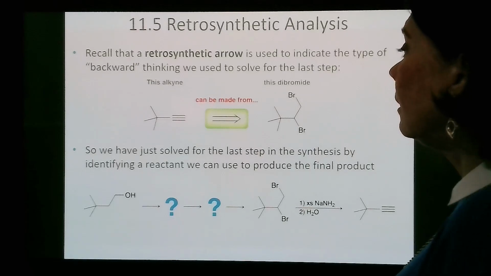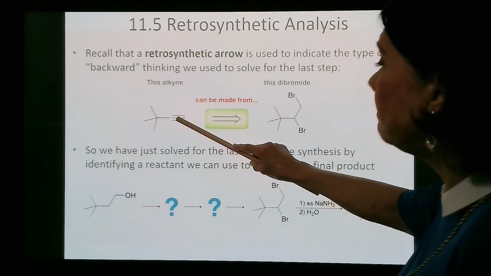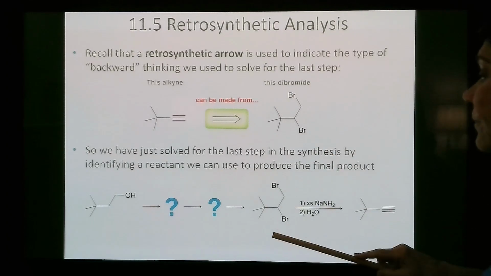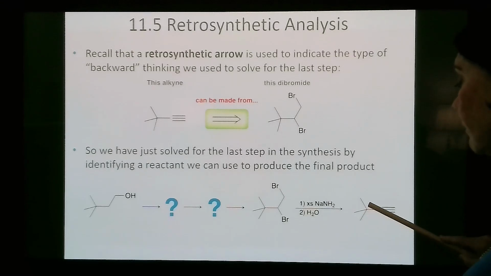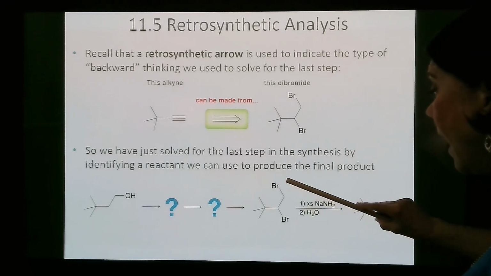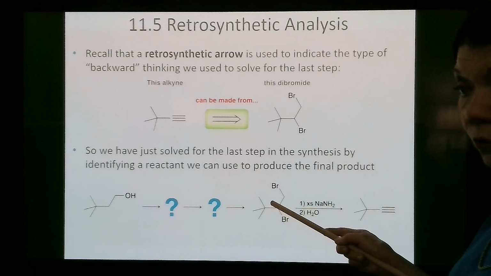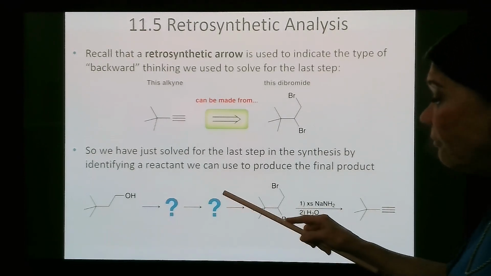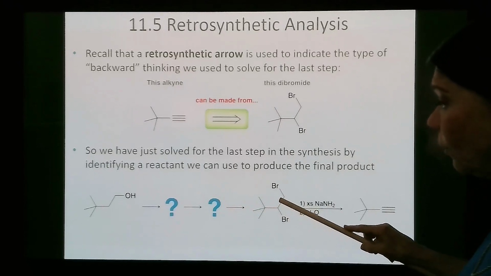So your product, your target molecule, can be made from this dibromide. This is the one that you know how to make. And so here you have your next to last molecule, and you know how to do that. So you put the reagents in, and now this becomes the target molecule that you need to make. And so you have to figure out what ways do you have of making this target molecule.